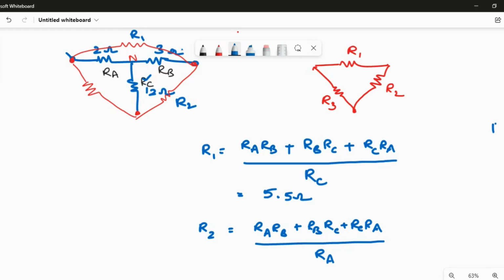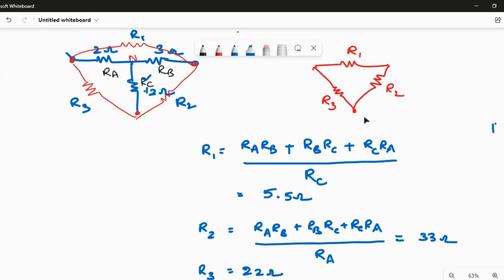Suppose you are finding the R1 resistor. For R1, the exact opposite resistance is RC. For R2, the exact opposite resistance is RA. And for R3, the exactly opposite resistance is the 3 ohm. Then the R2 value will be 33 ohm. In the same way for R3, the numerator will be the same, and you divide by RB. Then you will get the R3 element. So R3 is 22 ohms. So these three are the resistors we got. Now we have the delta network.